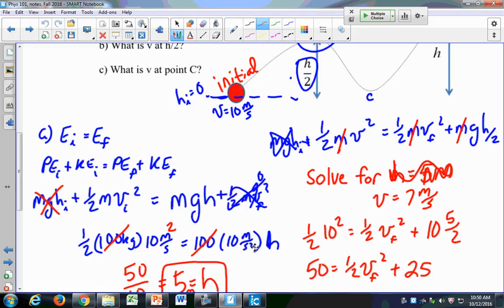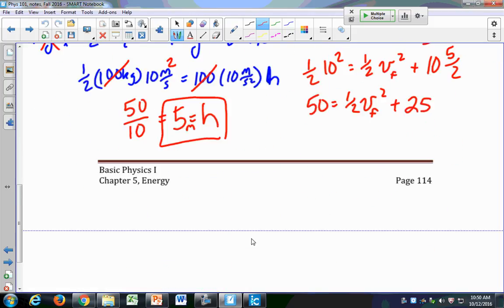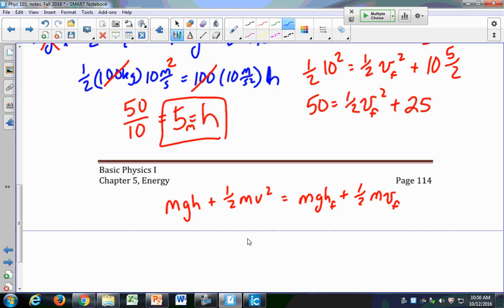So my m's cancel because I have this mgh plus 1/2 mv squared equals mgh final plus 1/2 mvf squared. I can divide through both sides by m, so I can multiply this side by 1 over m. And right. It's a good point, though.